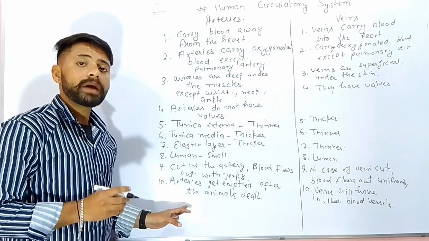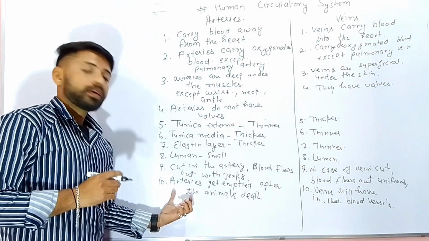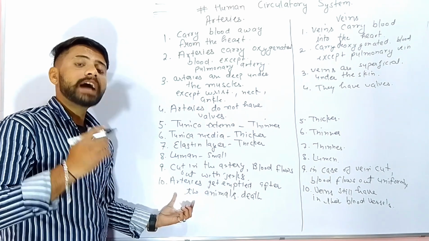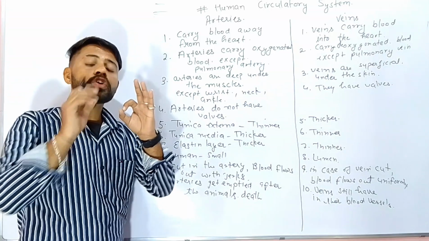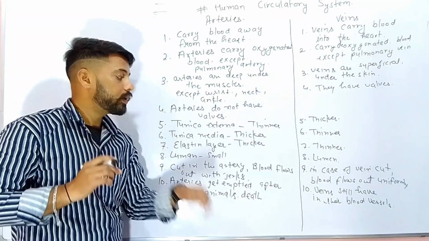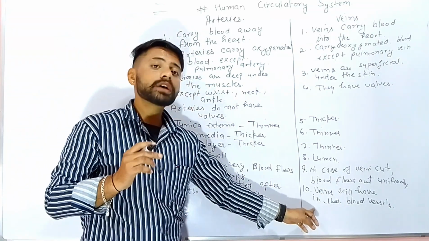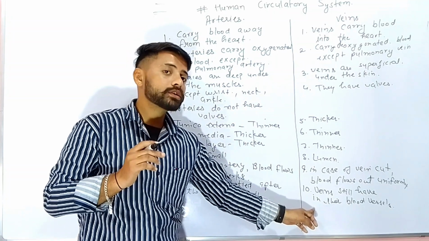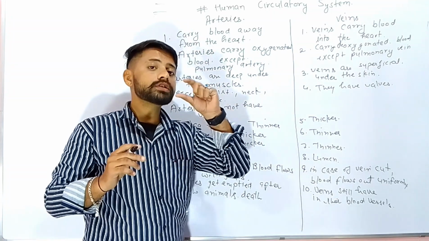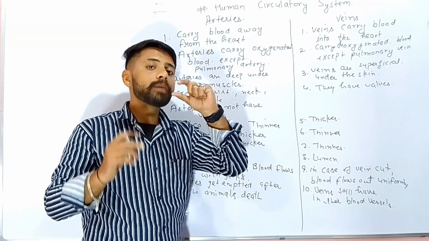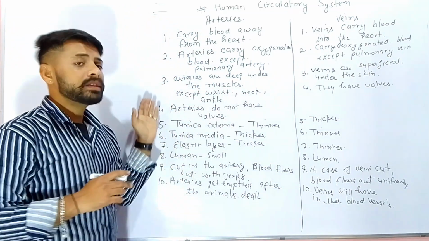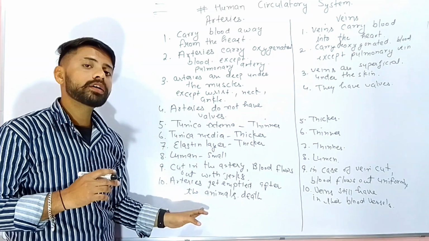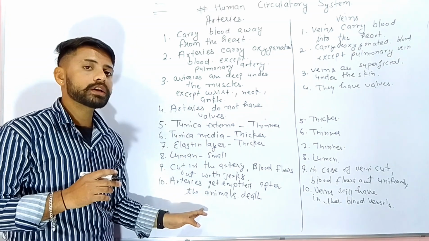One more comparison is when the artery of a dead person is cut, the circular section of the artery remains in a circular outline, whereas when the vein is cut in the case of a dead person, the circular section, or we can say the diameter of the vein, is going to collapse. So these are the 10 most important comparisons between the arteries and veins.